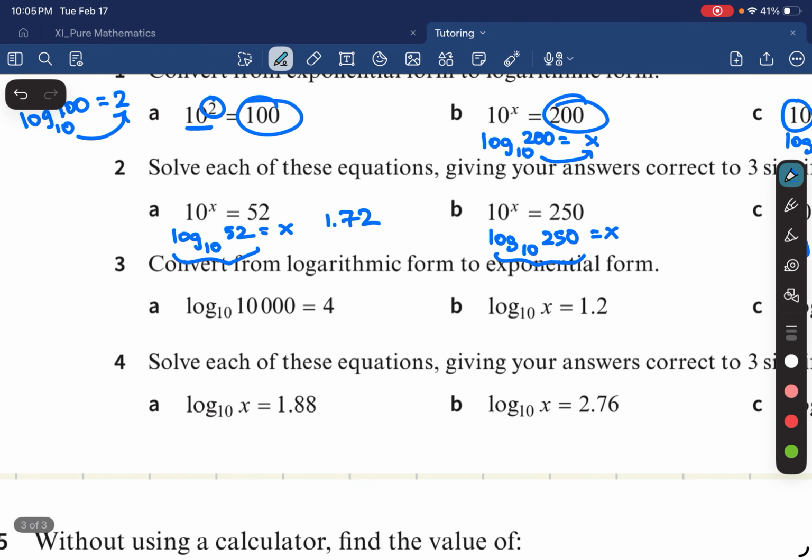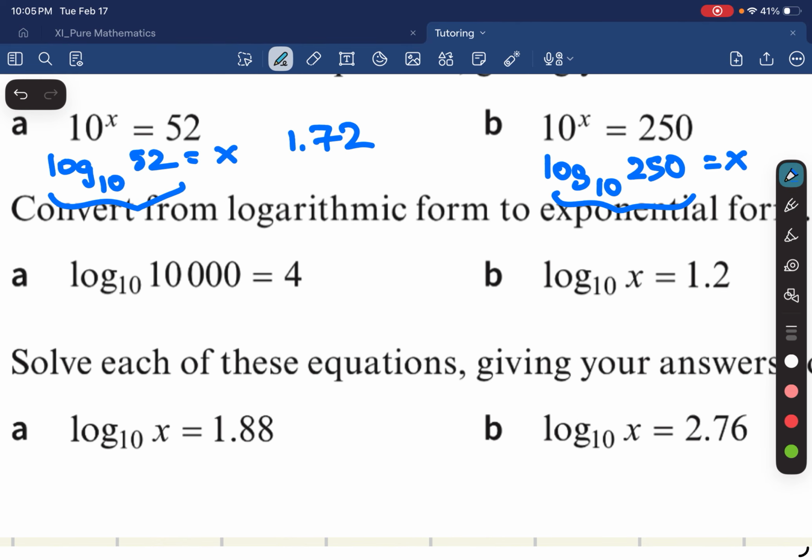So you want to solve it. Convert from logarithmic form to exponential form. So you want to take your base, raise it to the power, and you get 10,000.